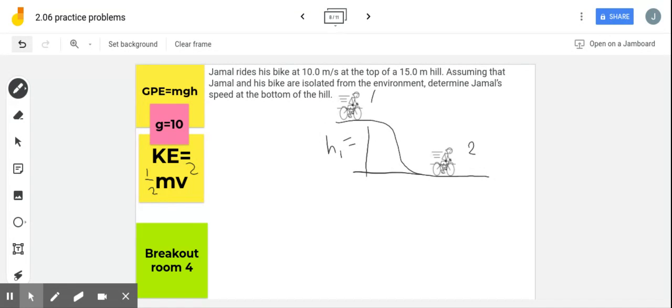So I had to Google stick figure kid on bike because I tried to draw it. It did not go well.